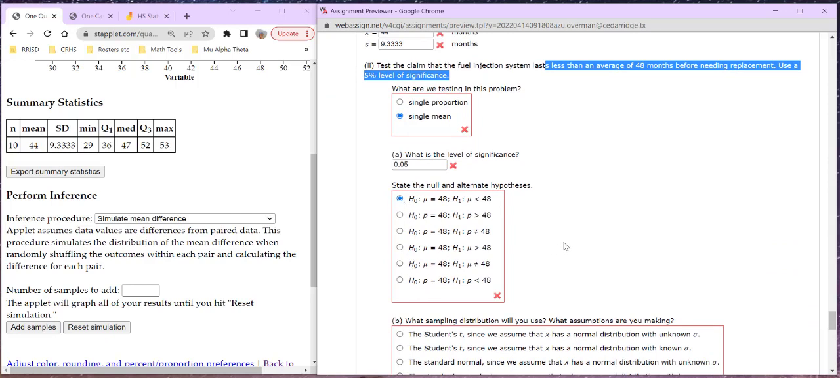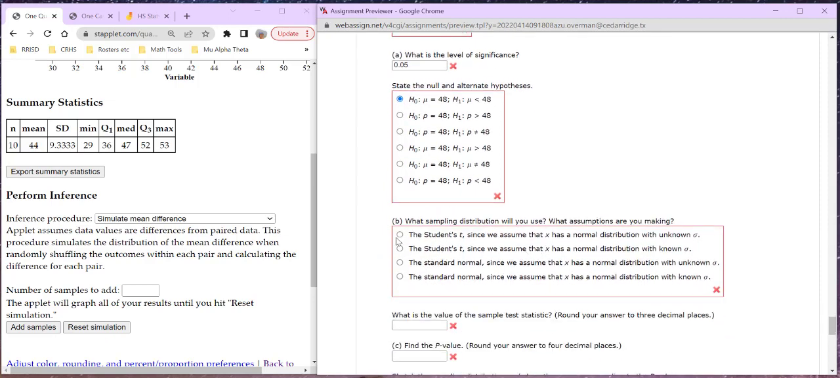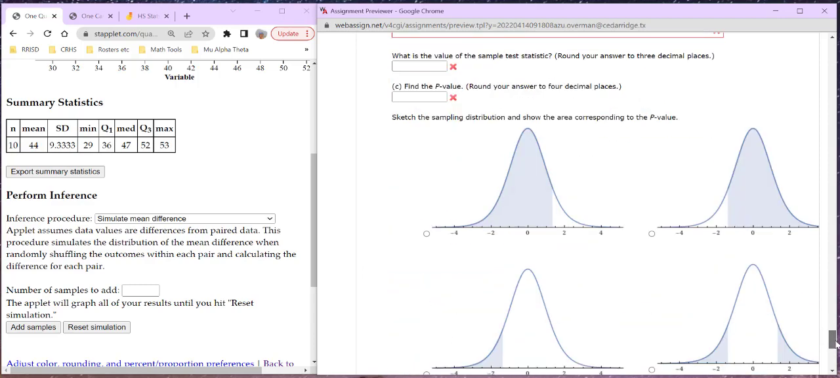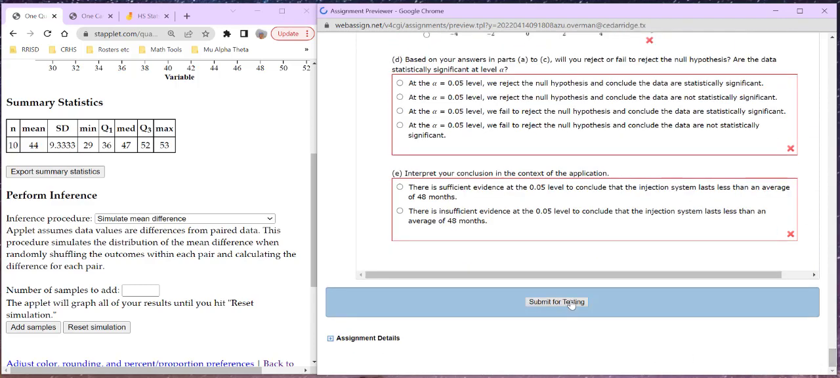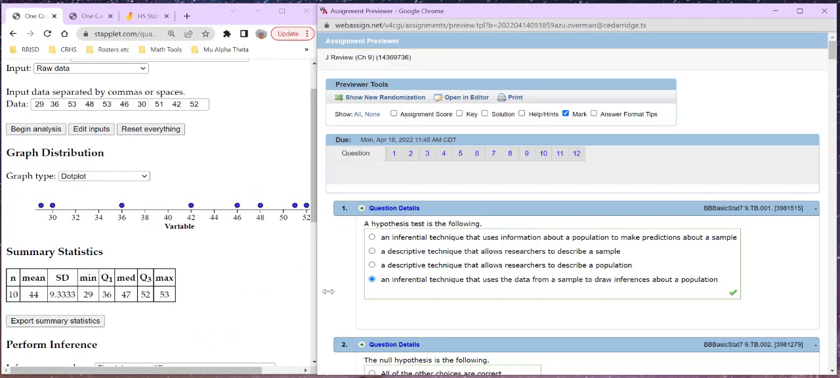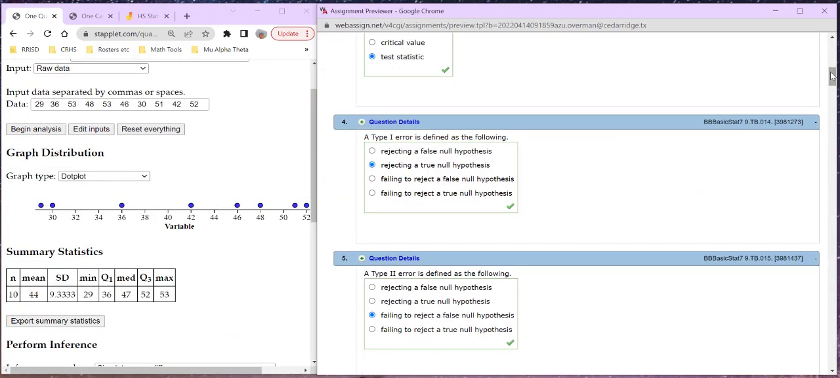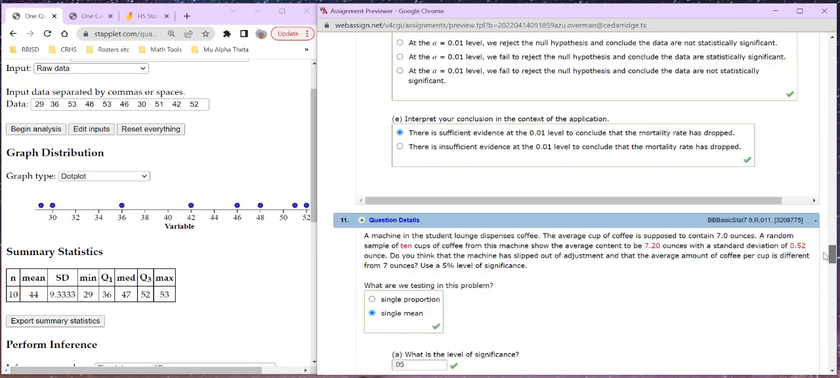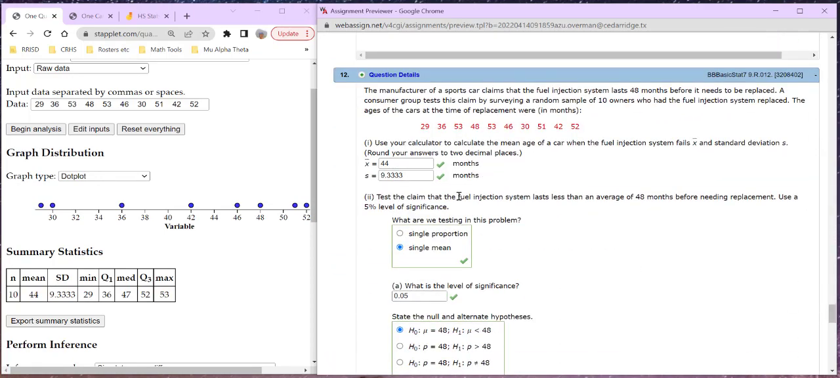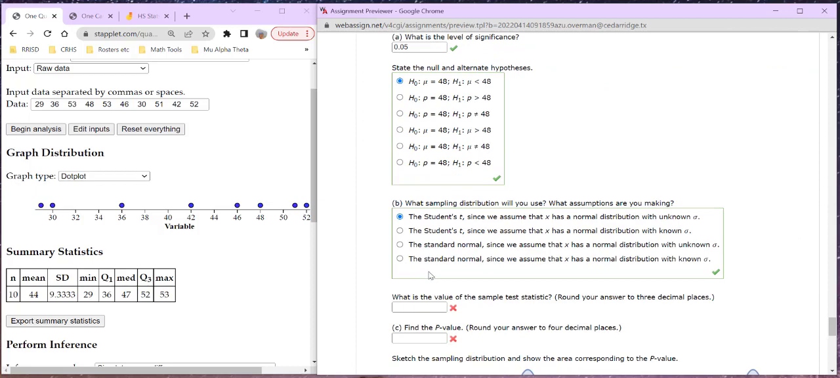Voila. We're going to use the student's t-distribution because we do not know sigma. And we'll just check this right now. We're almost done. Submit. Make sure that my data here is correct before I start putting in numbers. The other stuff I didn't have to worry about. So almost to the end. So you can see these are all correct.